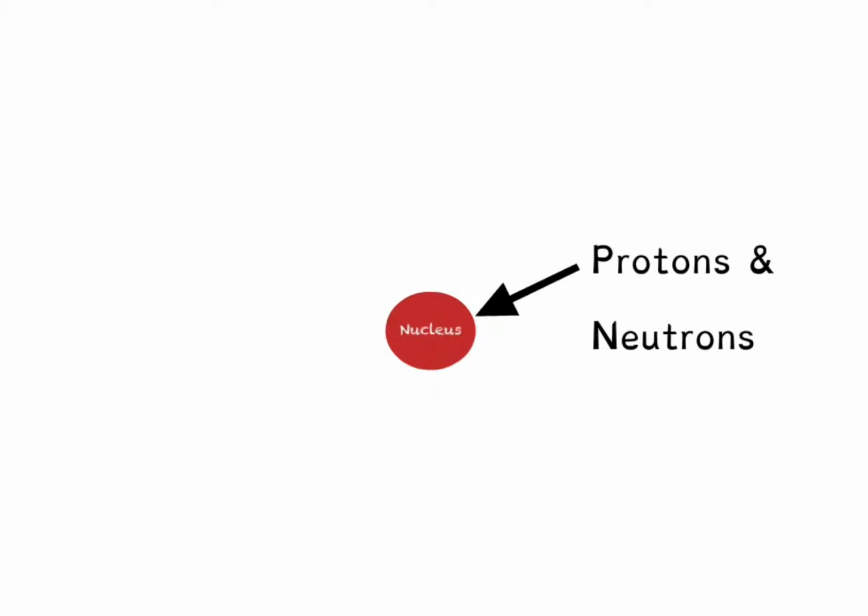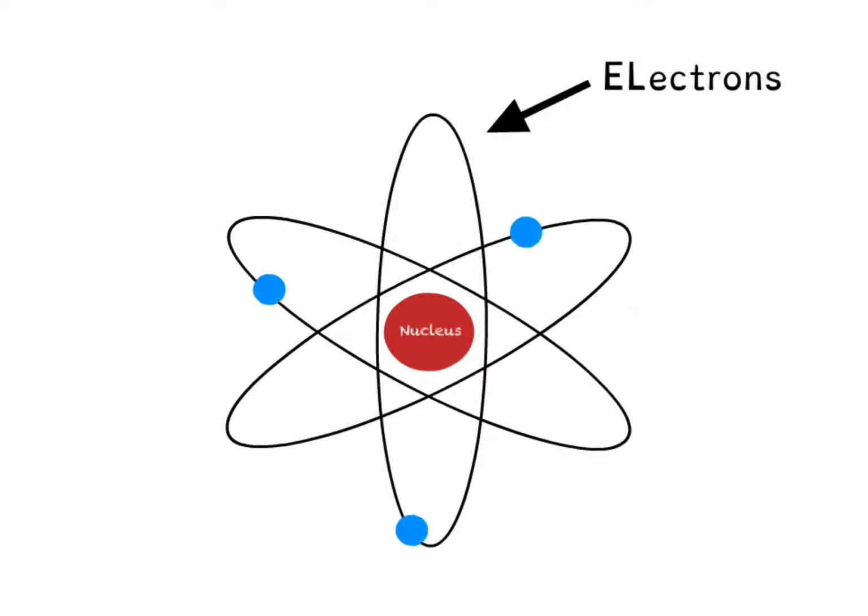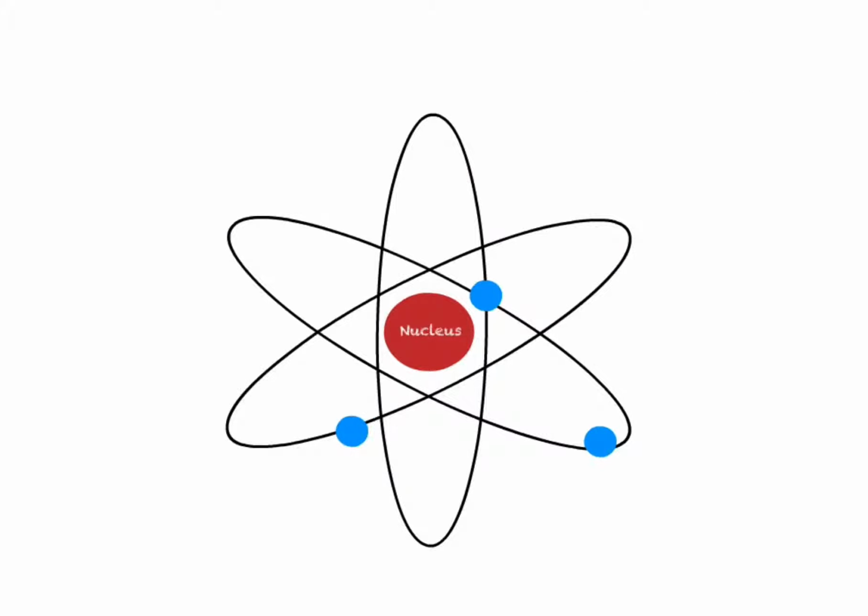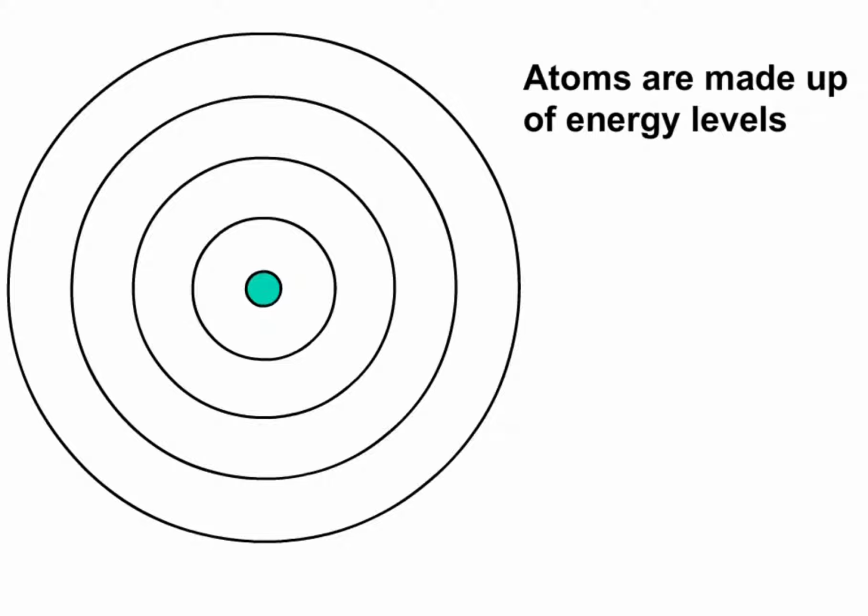Atoms are made up of a nucleus containing protons and neutrons, which is surrounded by electrons. This will be a very familiar image to you, but unfortunately it's a little more complicated than this famous image suggests. Atoms are made up of energy levels, also called shells.